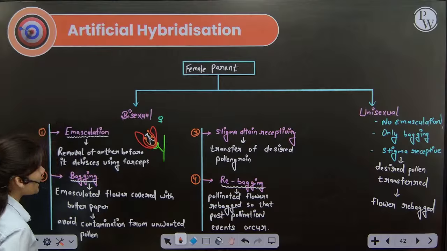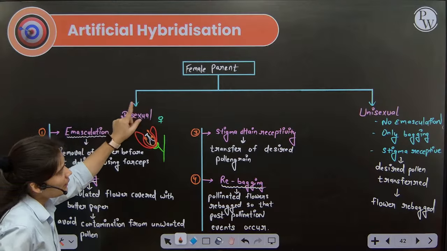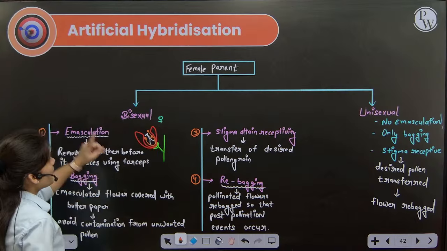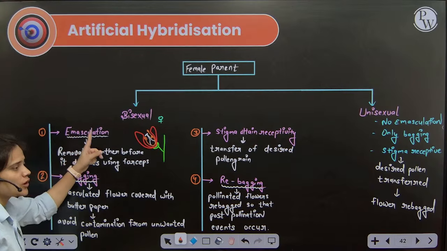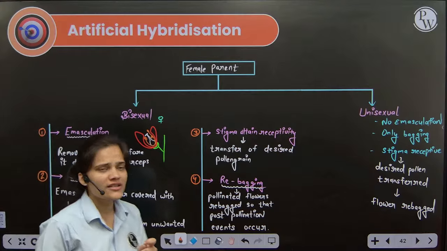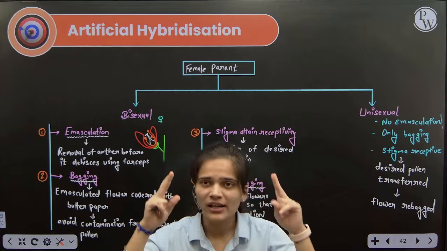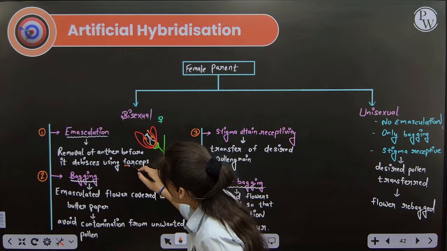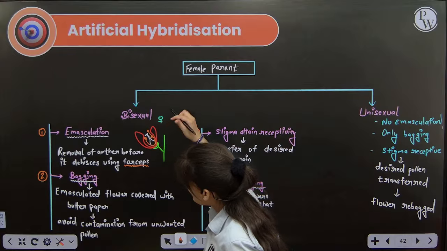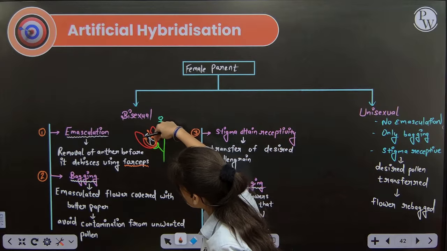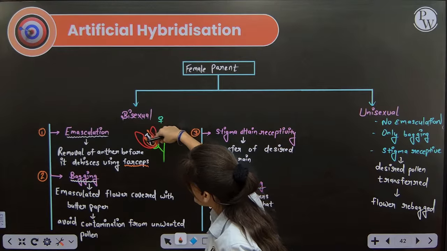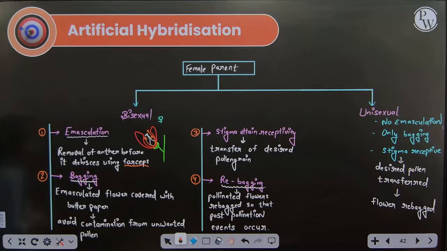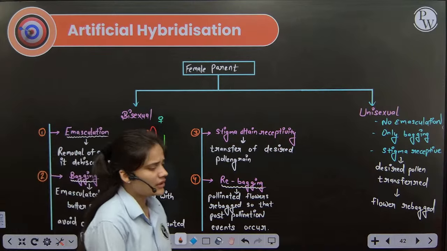So if my female parent plant has a bisexual flower, the first step is emasculation. What is emasculation? It is the removal of the male reproductive parts, the stamens, with the help of forceps. That process is known as emasculation. Autogamy is prevented by emasculation.